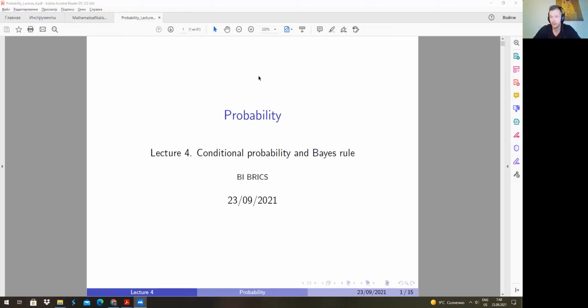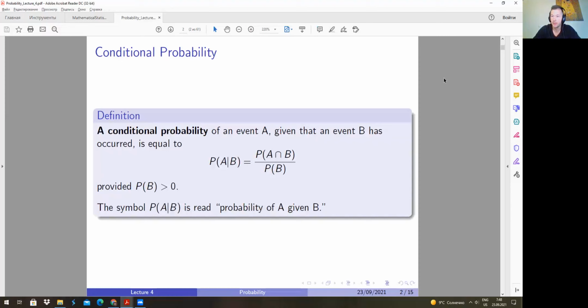So first of all, we need to understand what conditional probability is, and then we will see what Bayes' rule is, how it works, and we will see several examples. So let's start right away with the concept of conditional probability.